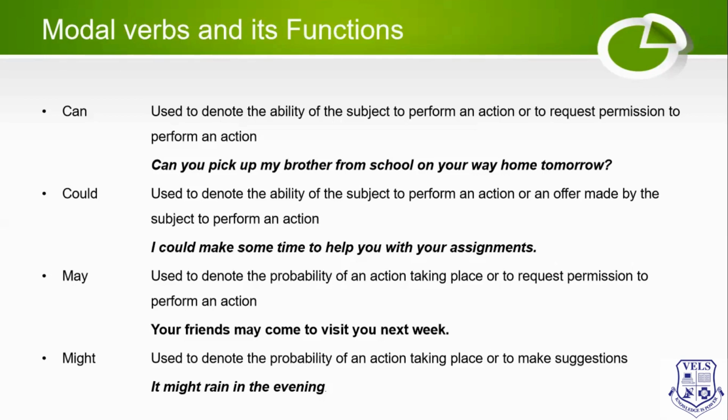For example, I could make some time to help you with your assignments. May. May is used to denote the probability of an action taking place or to request permission to perform an action. For example, your friends may come to visit you next week. Might. Might can be used in a sentence to denote the probability of an action taking place or to make a suggestion. It might rain in the evening.